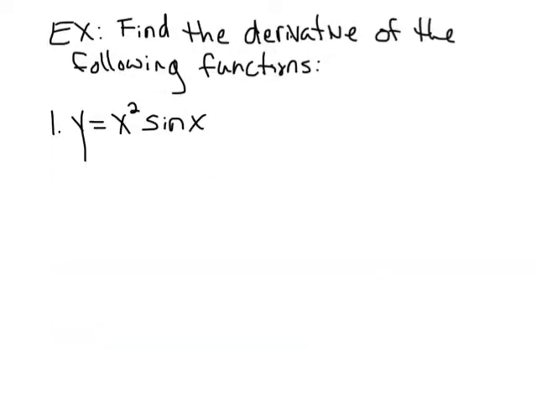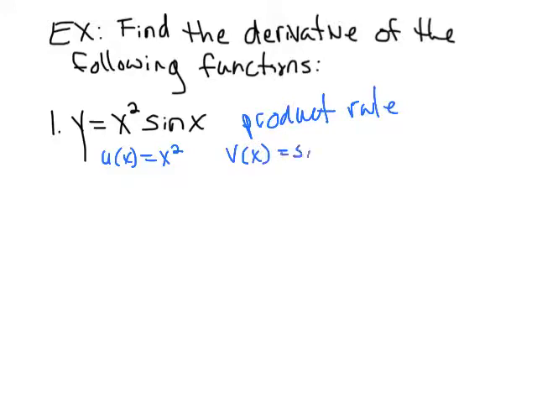So now we're going to work through some examples using these transcendental functions along with the rules we have already learned. So my first example, y is equal to x squared times the sine of x. For this one, we can use the product rule because it is a product, and the only difference is I'm going to have to use one of my transcendental rules to finish it. So if I'm using the product rule, I know u of x is x squared, v of x is going to be sine of x.